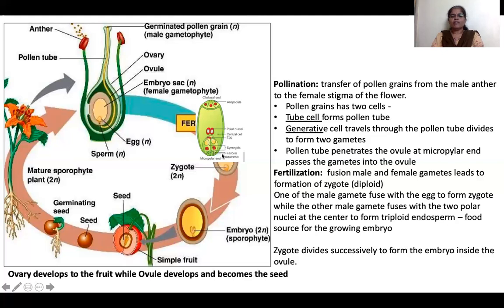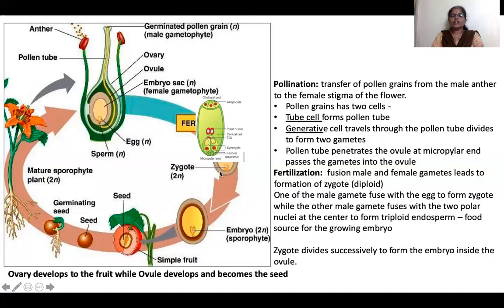One male gamete fuses with the egg to form the zygote. The second male gamete fuses with the polar nuclei to form the endosperm. This is the zygote, and this is the endosperm. This is 2 plus male gamete 3, so triple fertilization occurs for the endosperm, whereas this is single fertilization. This endosperm provides food for the growing zygote.